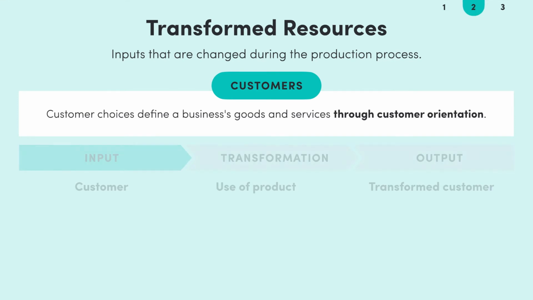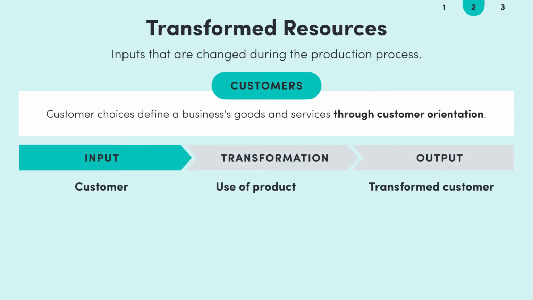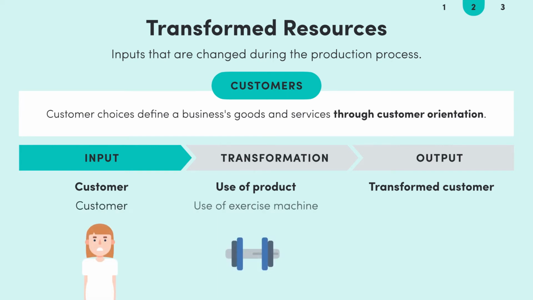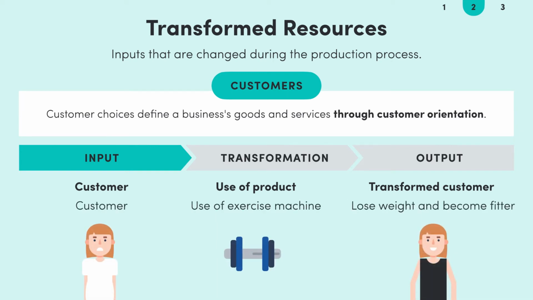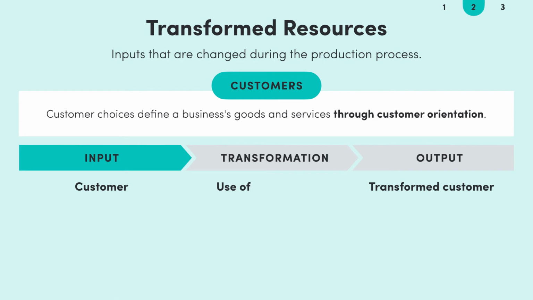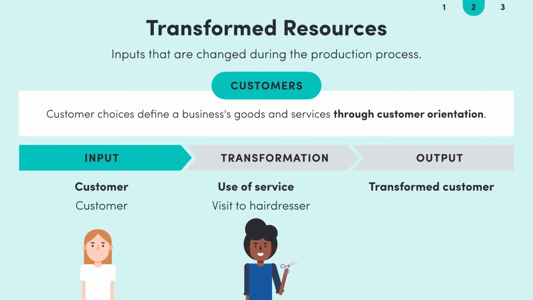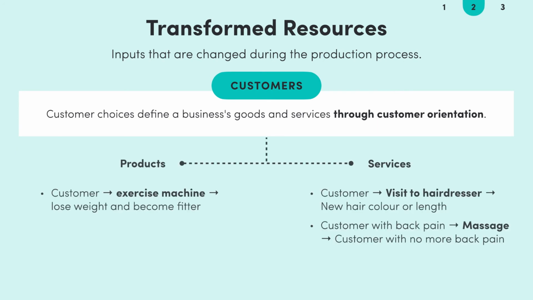Let's break this down. When they purchase products, they are transformed by their use of the goods or by the service delivered. For example, when they buy an exercise machine, they may lose weight and become fitter. But services are more tailored to consumer needs. When customers purchase a service, they're transformed by its delivery. Their hair color or length might change when visiting a hairdresser, or their back pain might disappear after a massage.